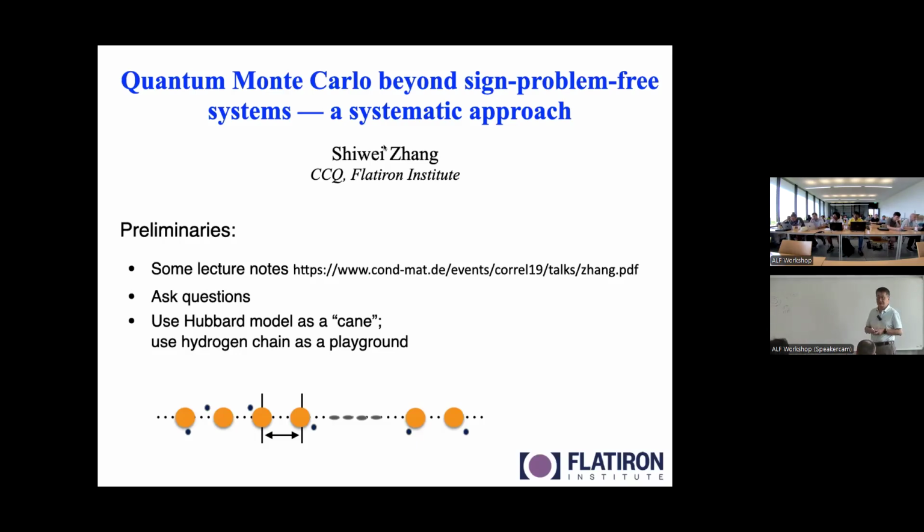I'm going to try to tell you about efforts to move QMC beyond sign-problem-free systems to tackle some sign problem systems. Quite a bit of the content I talk about is in this write-up of lecture notes here, so that might be useful.